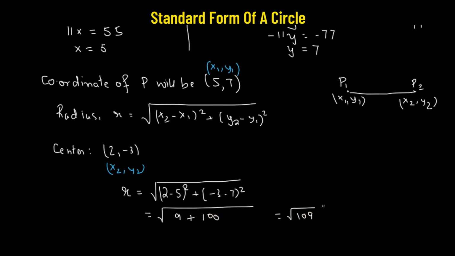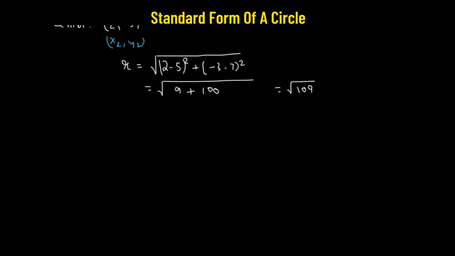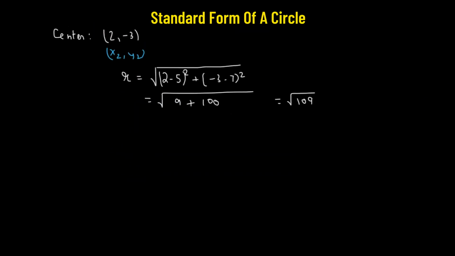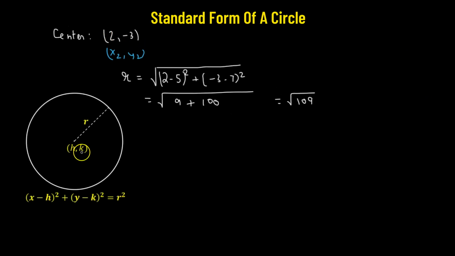So now that we have the radius as well as the coordinate of the center, 2, negative 3, we can find out the equation of the circle. For that we will be using the standard form. So let's first specify the standard form of a circle. If we have a circle with the coordinate of the center given by h, k and the radius r, then the standard form of the circle states that we have x minus h whole squared plus y minus k whole squared equals r squared.